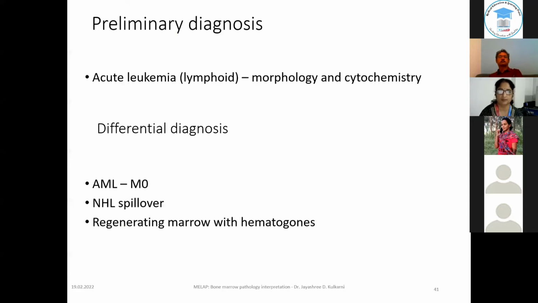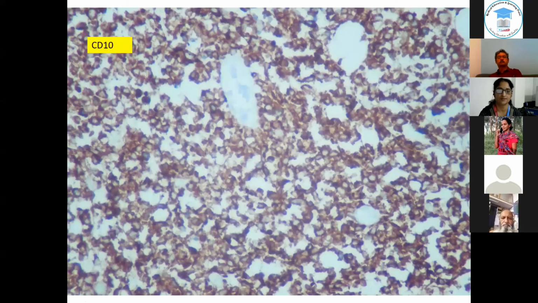Now with this, the preliminary diagnosis of acute leukemia, which was morphologically as well as cytochemically looking like an acute lymphoid leukemia, lymphoblastic leukemia. Of course, without the cytochemistry, we would have a differential diagnosis of AML M0, which can really sometimes create trouble, or NHL spillover if they were much larger with more nucleoli, or regenerating marrow with hematogones. Hematogones can really confuse you sometimes.